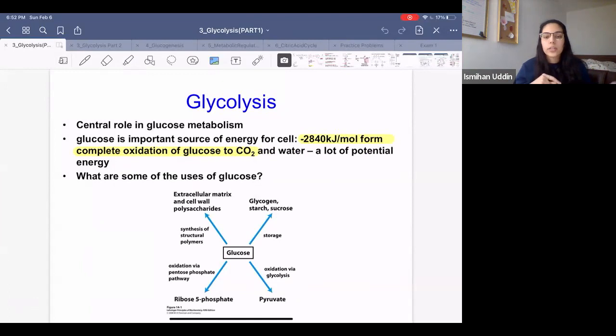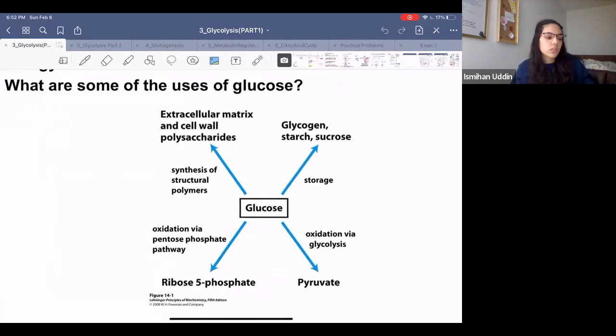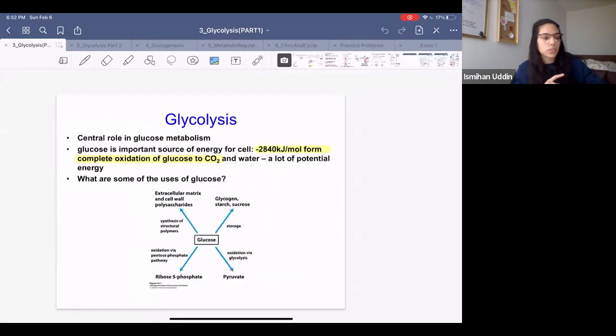There we get 2,840 kilojoules per mole from an oxidation of glucose to carbon dioxide, which is not all happening through glycolysis. That's the complete oxidation of glucose to carbon dioxide and water. So down here is a diagram of the uses of glucose. It can be stored as glycogen. It can be oxidized through glycolysis to make pyruvate, oxidized via the PP pathway to ribose 5-phosphate. I'll make a video about the pentose phosphate pathway as well later, because that's something I need to review for my exam. And then it can also be used to synthesize polymers.